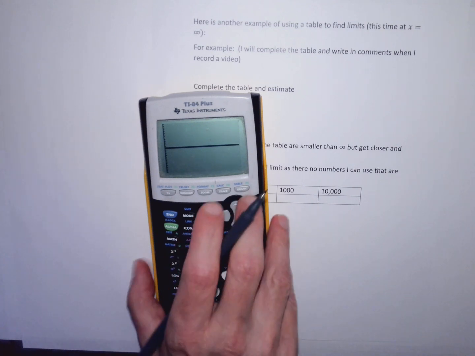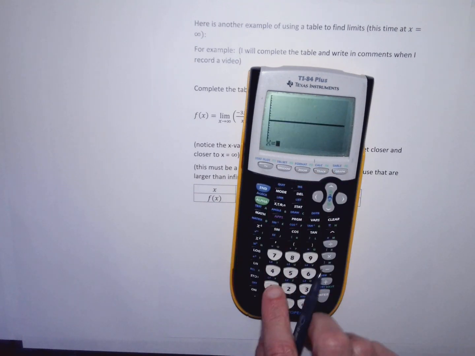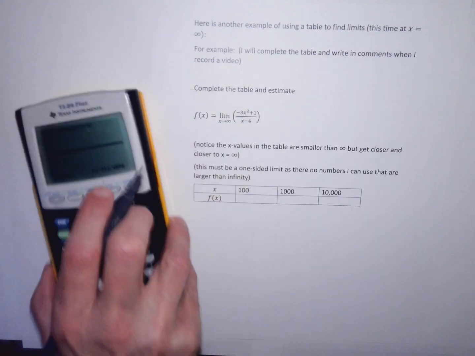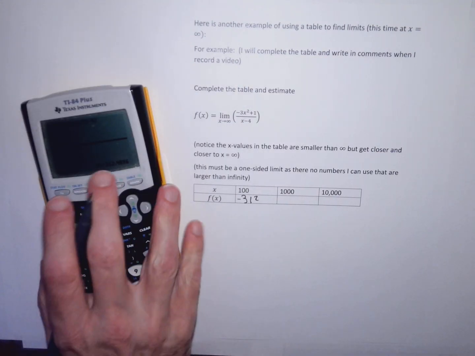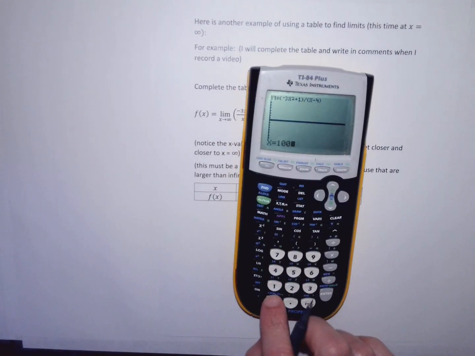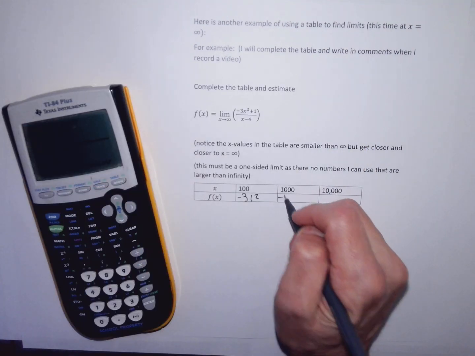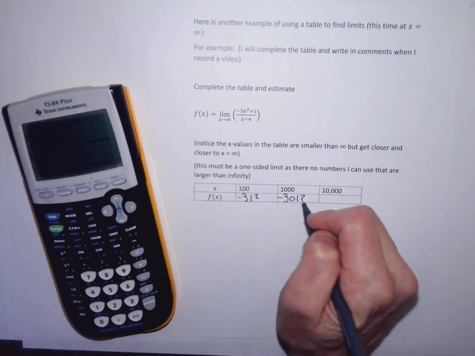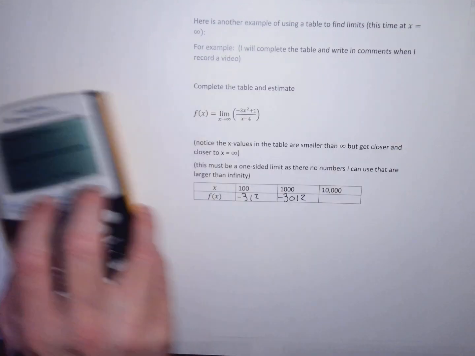So let me plug in 100. So second calc value, I'm afraid this is going to yell at me. When I plug 100 in, I get negative 312. Now, I'm not even going to include the decimals, they're not important. Now I'll plug 1,000 in, and I get negative 3,012. And let me plug in 10,000, and I get negative 30,012.